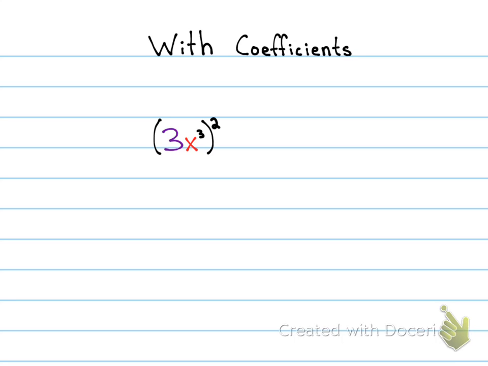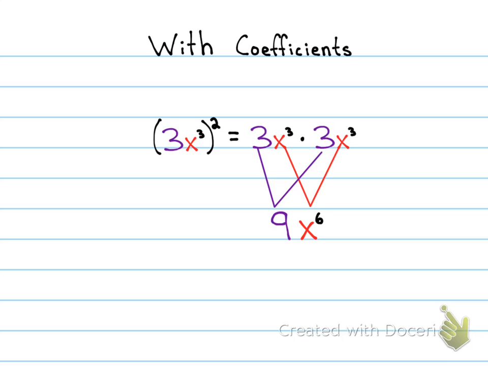Okay, so let's toss some coefficients in here. Now, we're going to start with the proof and what this literally means. Just like what we were looking at before, this literally means 3x cubed times itself twice. So I'll have 3x cubed times 3x cubed. And then we're going to go ahead and combine our like terms. So I've got x cubed and x cubed, which will give me x to the 6th. And then I have 3 times 3, so that's 3 squared, or 9. So my final answer here is 9x to the 6th power.